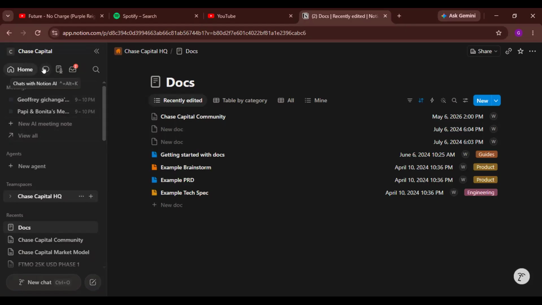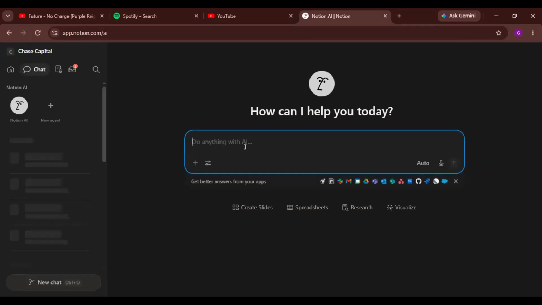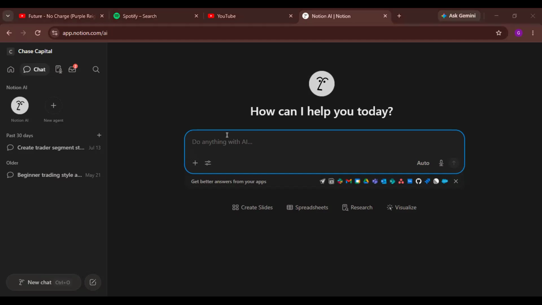So you have the homepage, you have chats with Notion AI. That is if you want to talk to Notion AI. So Notion also has an AI capability the same way you have ChatGPT and other different ones, like Claude, for example. So if you click on Notion AI right here, you will see it appear like that. Then you can, for example, have it create slides for you, spreadsheets, whatever it is that you'd want it to create for you, it will be able to do that.